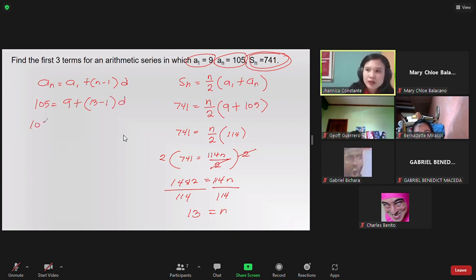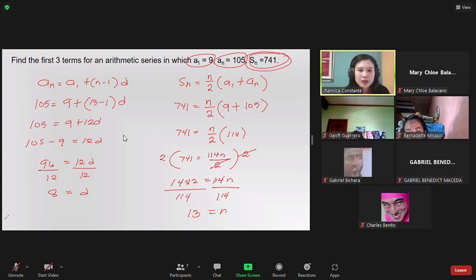So 105 equals 9 plus 13 minus 1, which is equal to 12, times d. So we have 12d. So 105 minus 9 equals 12d. So 96 is equal to 12d. Divide both sides by 12. So the common difference that we have in our sequence is 8.